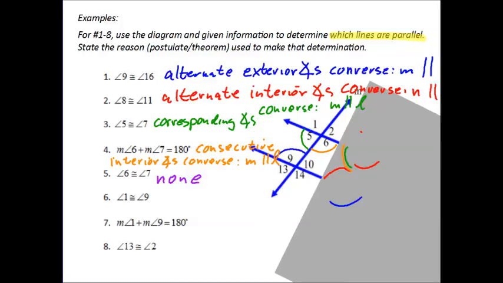Let's move on to number 6. It tells us that the angles 1 and 9 are congruent. Well, let's find those angles first. This is angle 1, this is angle 9. Angle 1 and angle 9 are corresponding angles, and they are congruent. So this is the corresponding angles converse.